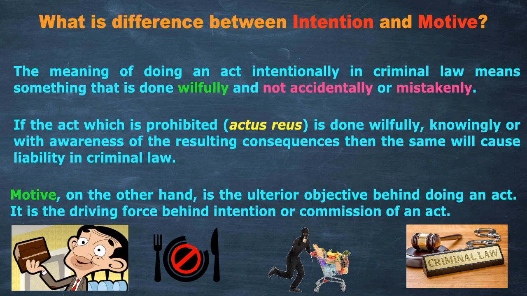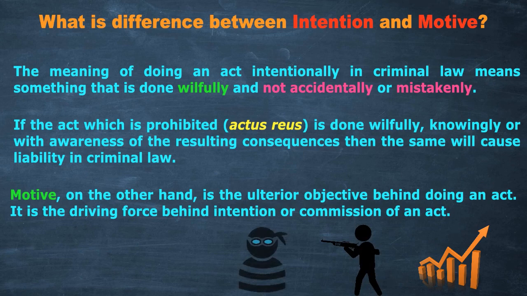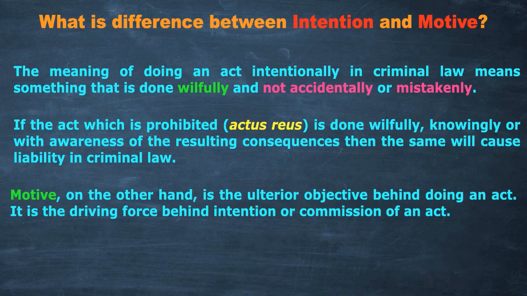That's it. Okay. So this is all about the meaning and concept of crime. I believe you must have understood the meaning, the stages of crime, the categories of crime, and of course the elements of crime, that is mens rea and actus reus, and lastly the difference between intention and motive. So see you in the next video.